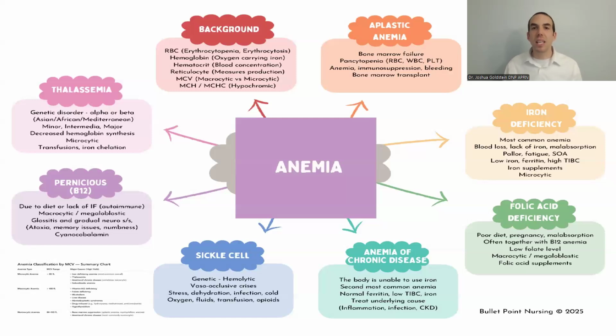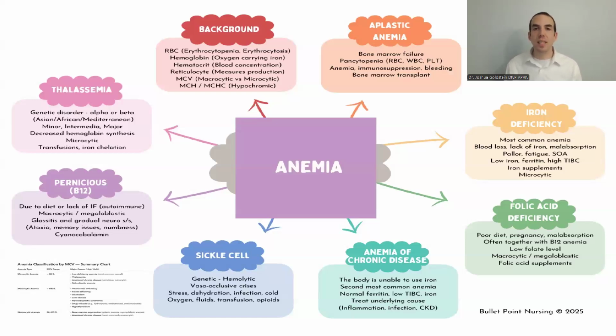Chronic kidney disease makes sense because you'll remember at the beginning of this video, we said that red blood cell production is stimulated by erythropoietin, which is produced by the kidneys. And if the kidneys are failing, they're not producing that erythropoietin, which stimulates red blood cell production. So that part makes perfect sense. Anemia of chronic disease is very common. I believe it's the most common cause of anemia in the geriatric population.